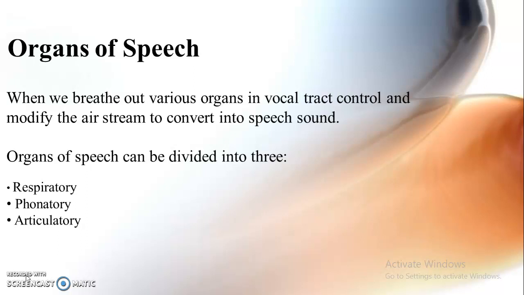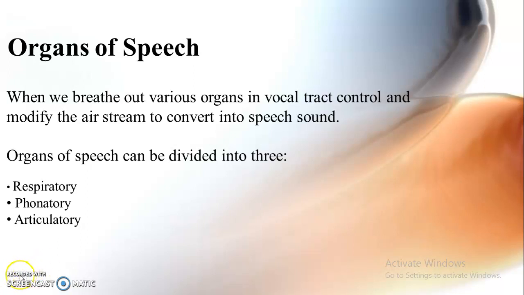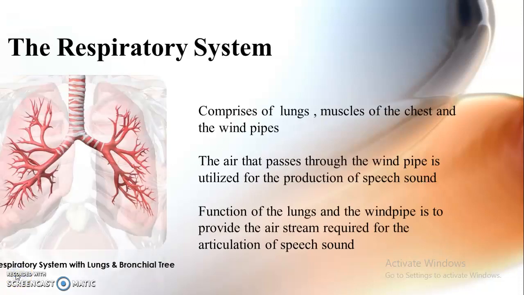So, we can classify the organs of speech into three systems. The first one is the respiratory system. The second is the phonatory system. The third is the articulatory system. Next, we will see the respiratory system, the phonatory system, and the articulatory system in detail.